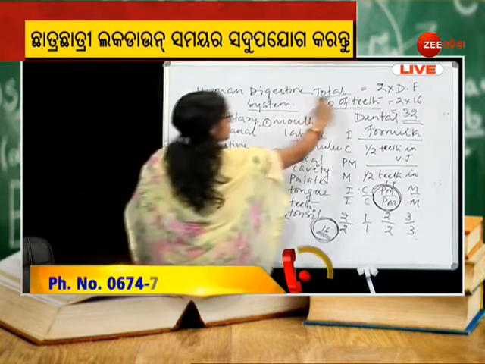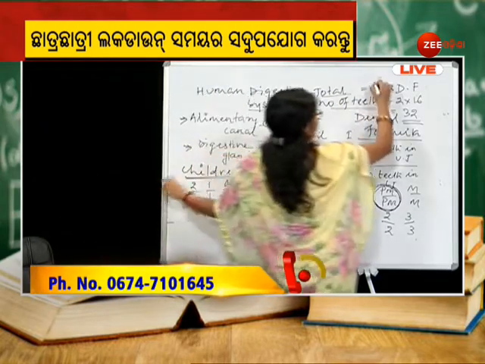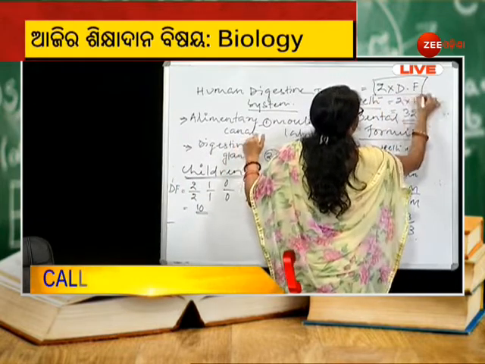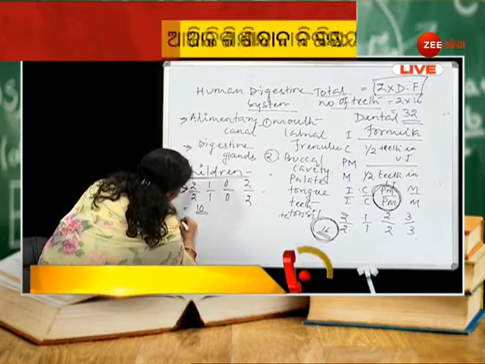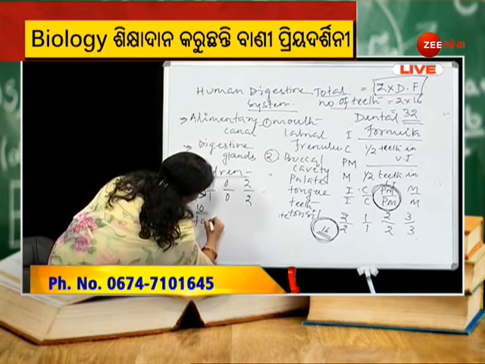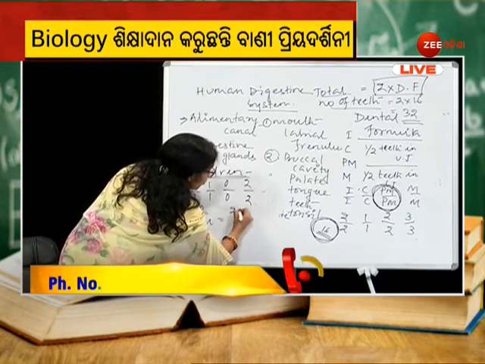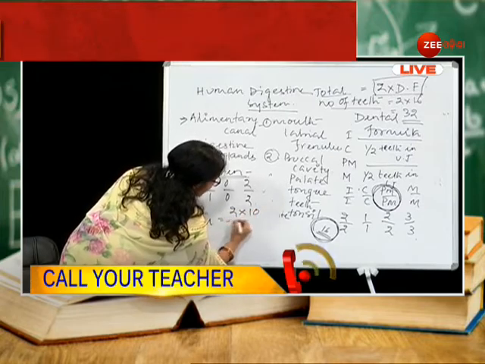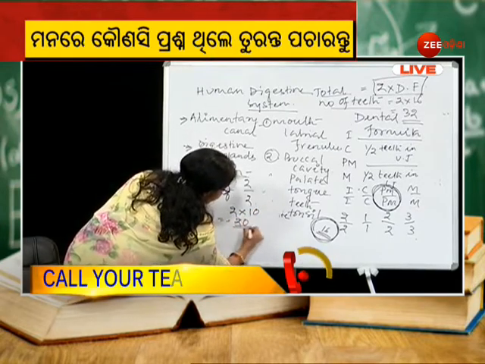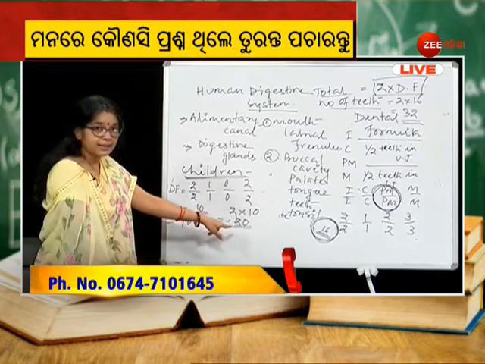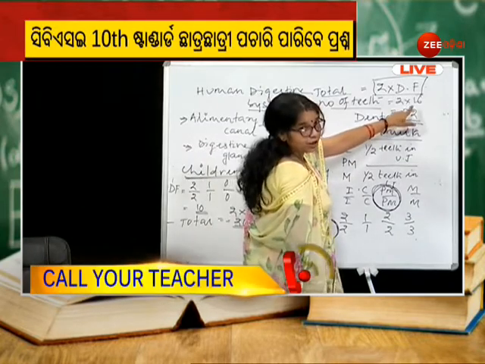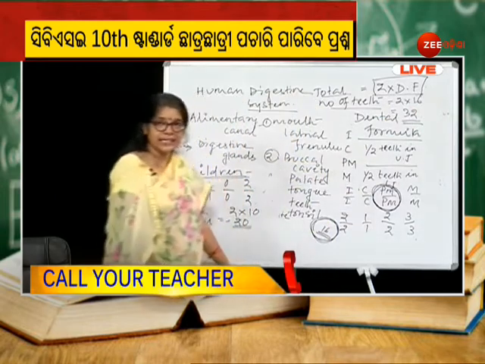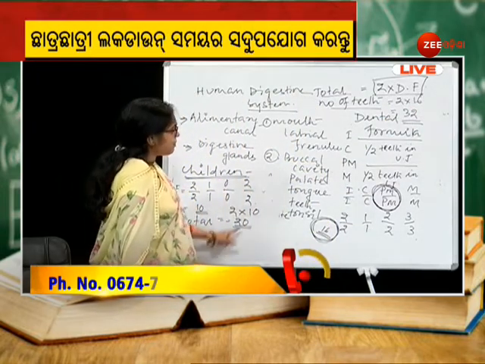So the total number of teeth can be calculated through this formula, that is 2 into the dental formula. So the total number of teeth is equal to 2 into 10, that is approximately 20. So in case of children, the number of teeth is 20, whereas in case of adults, the number of teeth is 32.